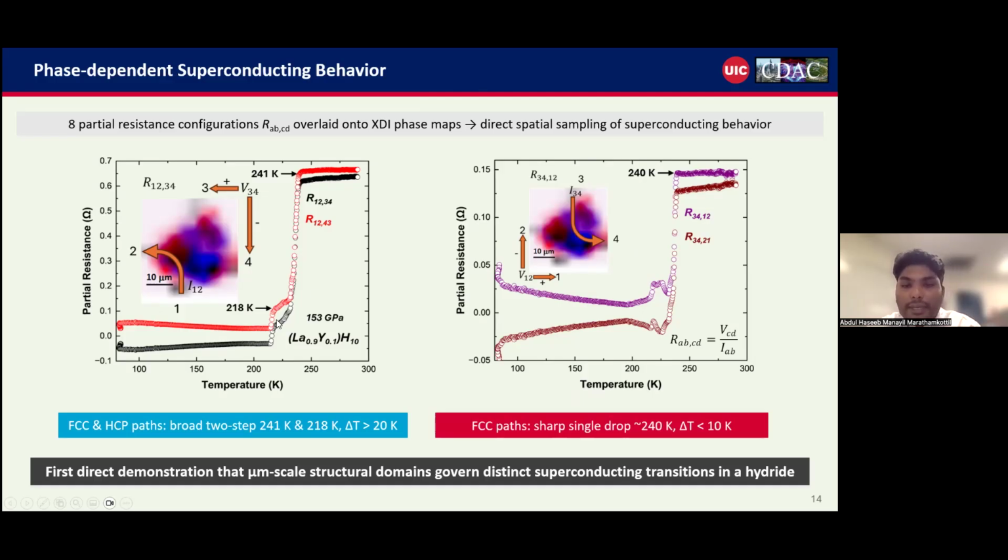Both transitions seen in bulk measurements arise simply from sampling both phases simultaneously. No previous study on any hydrate had ever established a direct spatial correspondence between a specific crystal structure and a specific Tc. So this is the first direct demonstration that micron scale structural domains govern distinct superconducting transitions in any hydrate. And this method establishes a new methodology for studying mixed phase superconductors under extreme conditions.